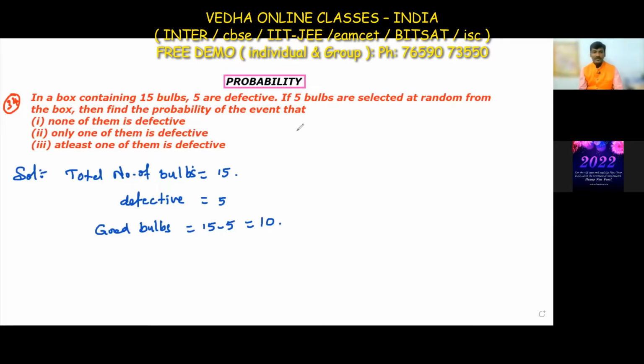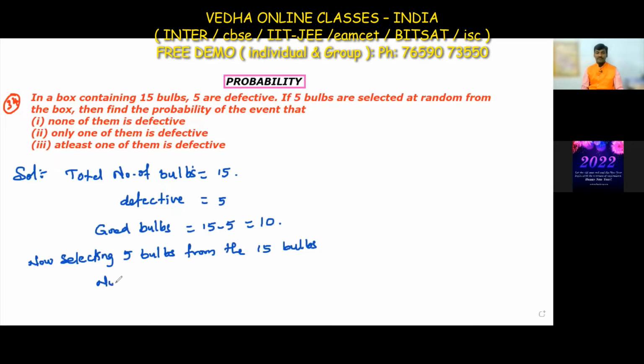Now, if 5 bulbs are selected at random from the box, we are selecting 5 bulbs from the given 15 bulbs. How many ways are possible?